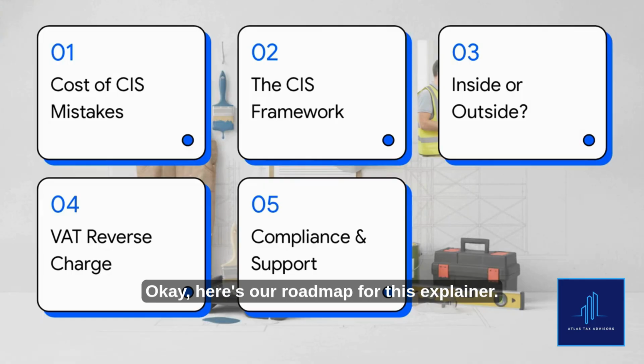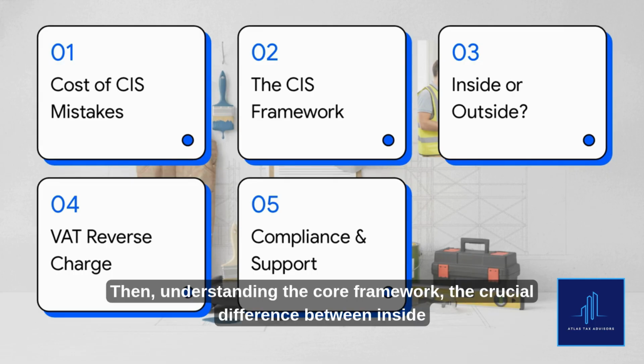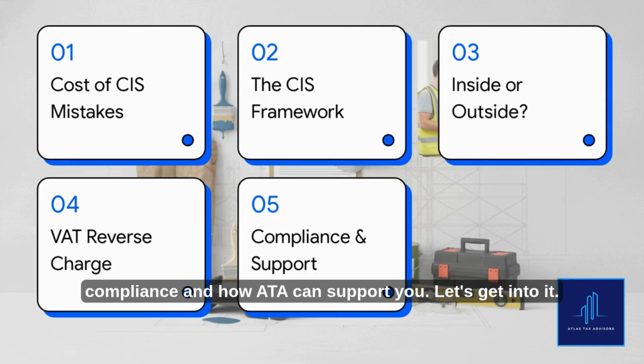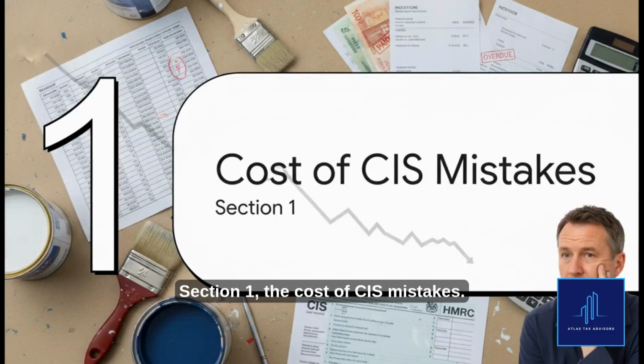Okay, here's our roadmap for this explainer. First, the true cost of CIS mistakes. Then, understanding the core framework, the crucial difference between inside and outside scope work, the VAT reverse charge rules, and finally, compliance and how ATA can support you. Let's get into it. Section 1, the cost of CIS mistakes.